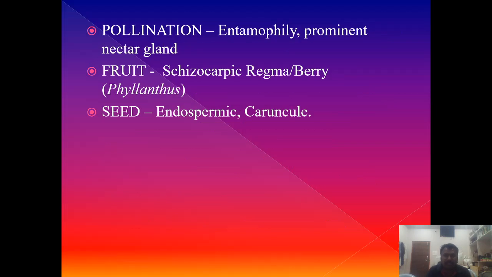Coming to pollination, it is very commonly entomophily, due to the presence of prominent nectar glands. The fruit is a schizocarpic regma. In some species like Phyllanthus, it is a berry. The seed is endospermic and a caruncle is present. Again, the presence of the caruncle is one of the important identification features of the family Euphorbiaceae.